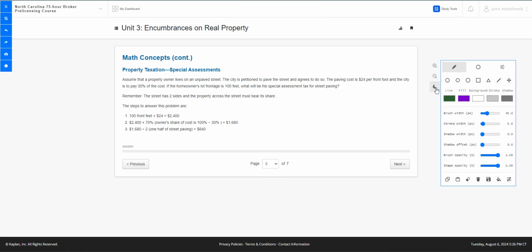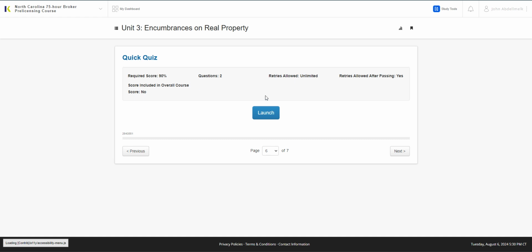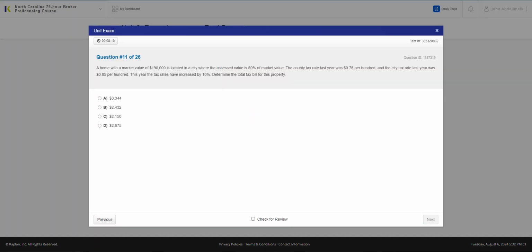Can I just go back to number 6? I'm going to do this and then I'll be right back. I want to record this question really quickly. This question says a home market value. I like to write all my information down because sometimes you can figure out which formula to use. We have a market value of 190K.